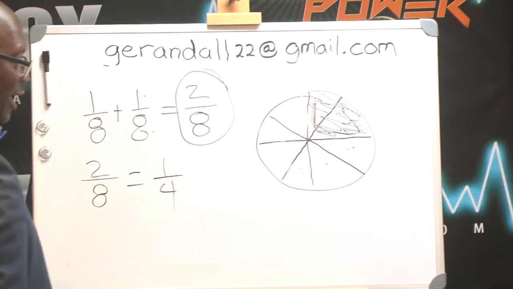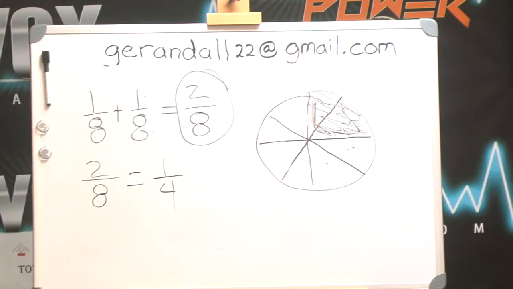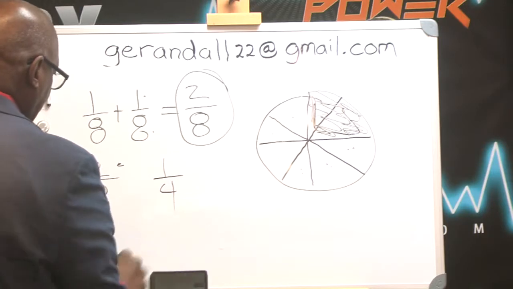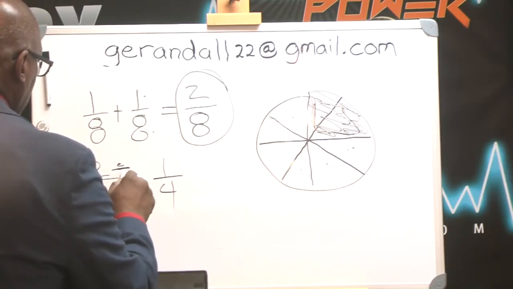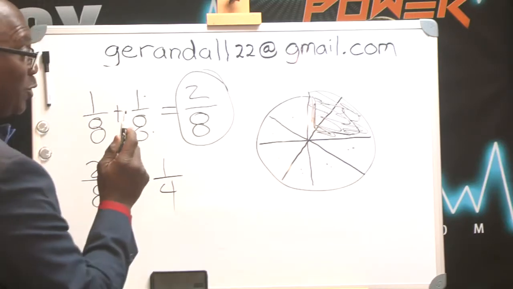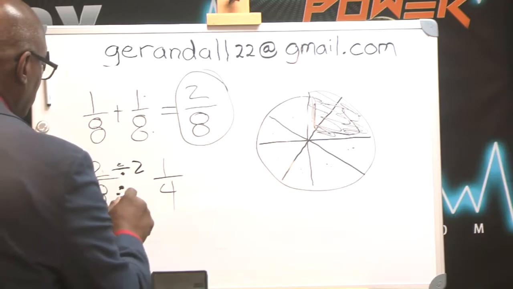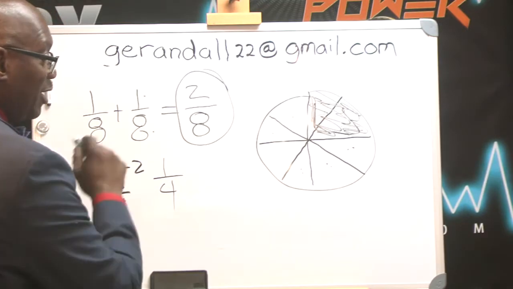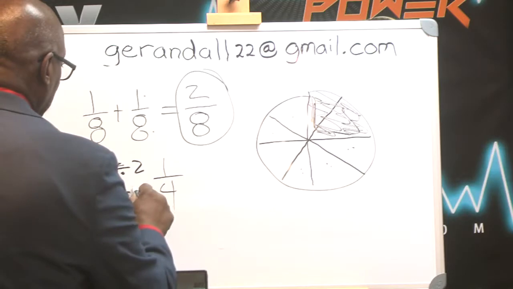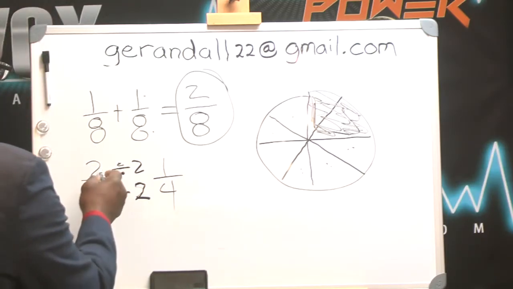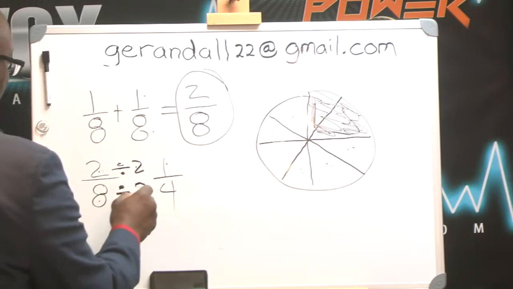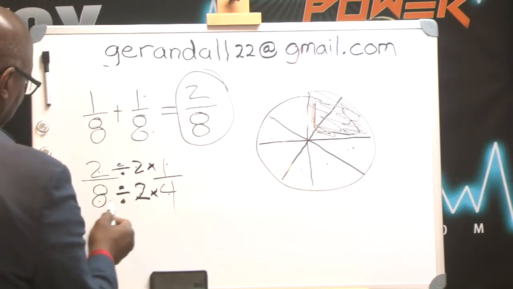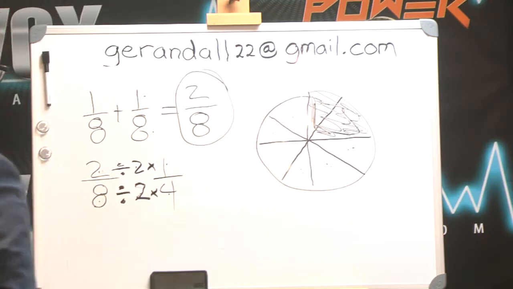1/4 of the pie. How'd I get that? Division. Look at this. 2 divided by 2, and whatever you do to the numerator, you must do to the denominator. You'll hear me say whatever you do to the left side of the equal sign, you must do to the right side of the equal sign. So look at this. Again, division. 2 divided by 2 is 1. 8 divided by 2 is 4. Watch this again. That wonderful cousin. 4 times 2 is 8. 1 times 2 is 2.